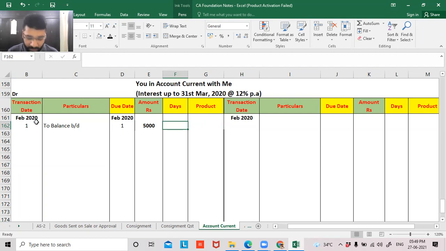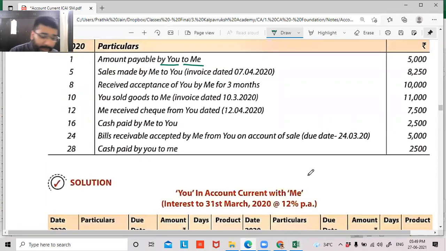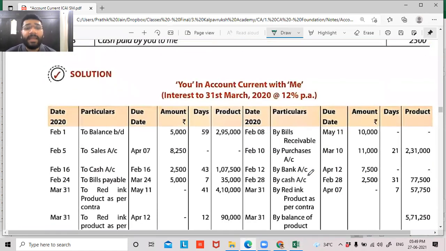Yes, sir. Being a leap year, February has 29 days. 29 plus 31 is how much? 60. 29 days of February plus 31 is 60. But what have they taken? 59. So what does this mean? They have taken 2020 as a 365-day non-leap year.